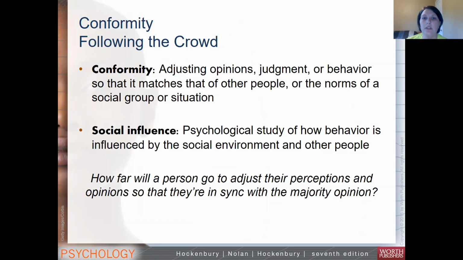And social influence is how we study how our behavior is influenced by other people, how our behavior is influenced by our social environment. So the question is, what will we do? How far will we go in order to match behavior and to change behavior? And it turns out that we go pretty far as a people.